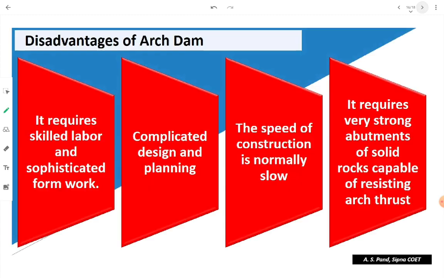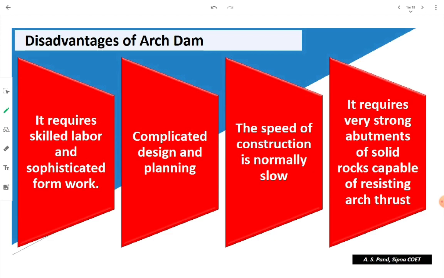Then we are going to take a look at the disadvantages of arch dam. Now see, when we are talking about a thin section being constructed to retain the same hydrostatic force as retained by a concrete gravity dam, then the complexity in construction, the complexity in design, the complexity in planning, all these things are very tedious. That's why the design requirement, the labor requirements, and the formwork requirement in case of arch dam are its main problem.